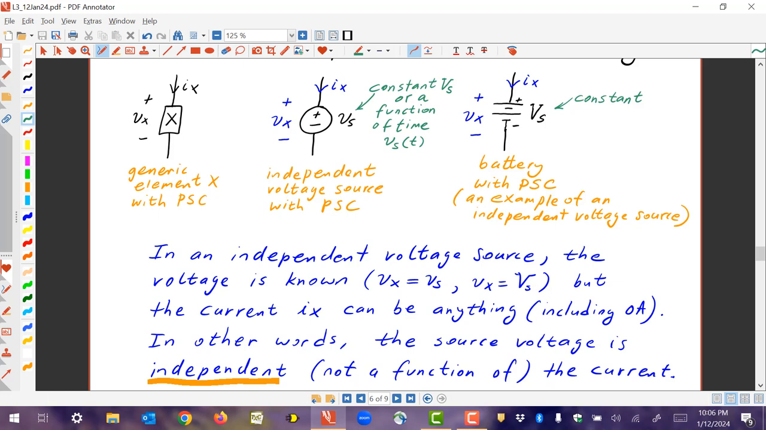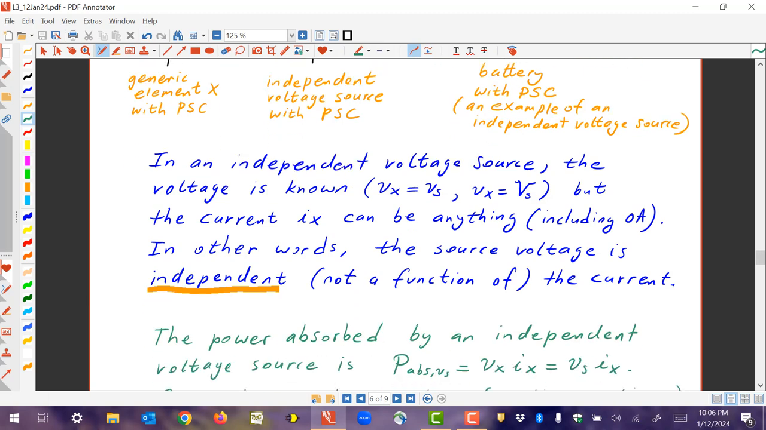Now, in a resistance, V and I are related. V equals RI. In a voltage source, V is given. It is what it is. The current through it depends on what's connected to that voltage source, so we determine that by doing analysis. But the point is, when you say independent voltage source, it means the voltage is independent, not a function of the current. That's what it means.